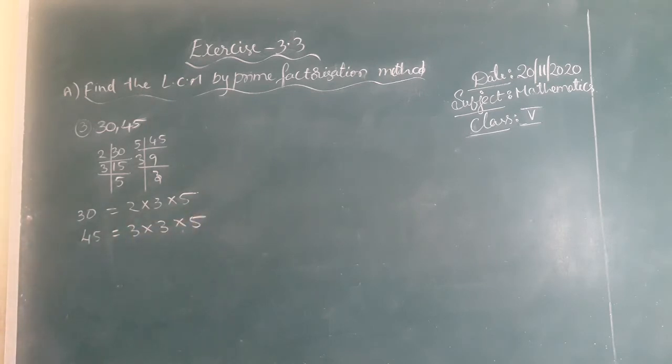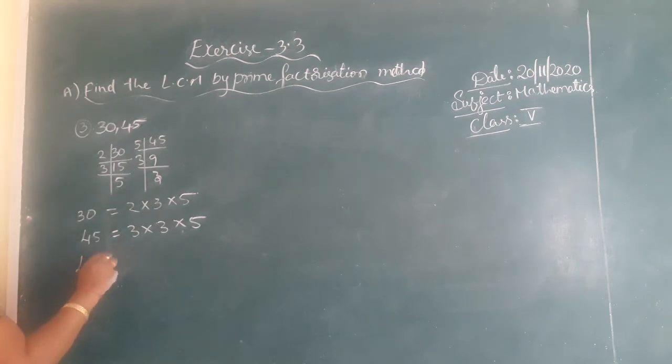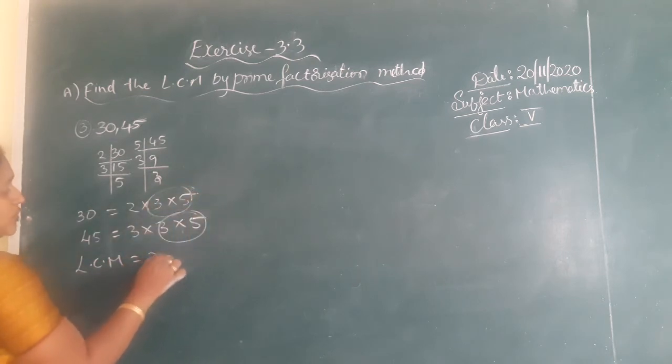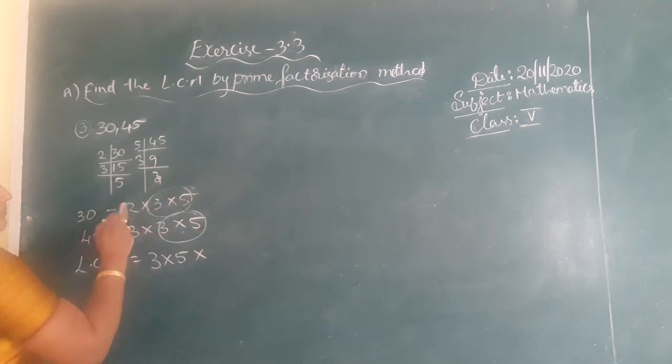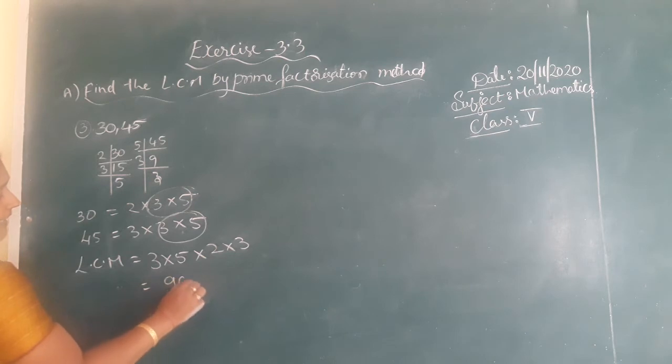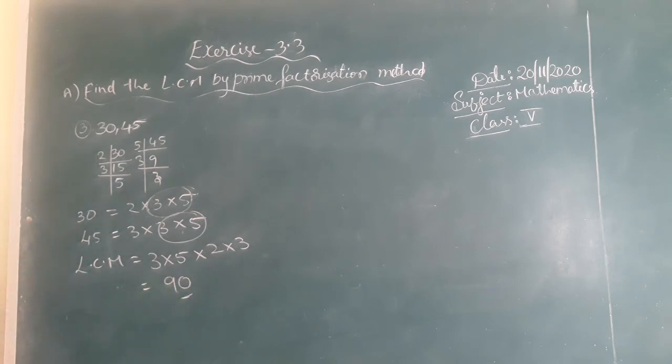Now first of all you have to write the common one. Yes, while finding the LCM, first you have to write the common one. What is that? 3 into 5 is common. And then the remaining numbers in both the factors of 30 and 45: 2 into 3. So 5 6s are 30, 30 3s are 90. 90 is the LCM. See the next one, 16, 20.